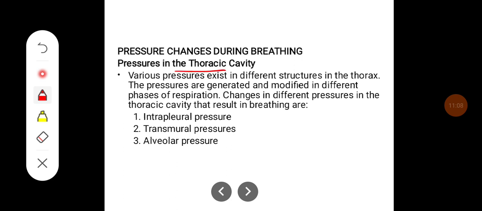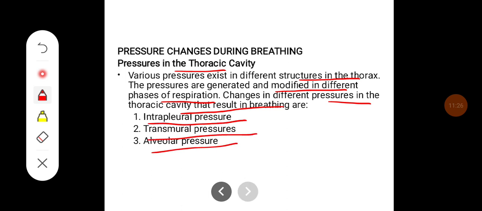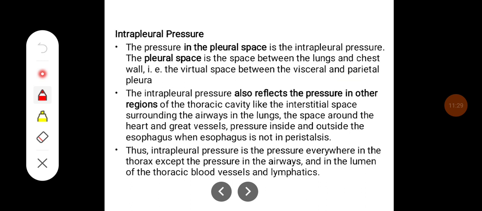Pressure changes in the thoracic cavity. Various pressures exist in different structures in the thorax. The pressures are generated and modified in different phases of respiration. The changes in different pressures in the thoracic cavity that result in breathing are intrapleural pressure, transmural pressure, and alveolar pressure. Let's see what those are.